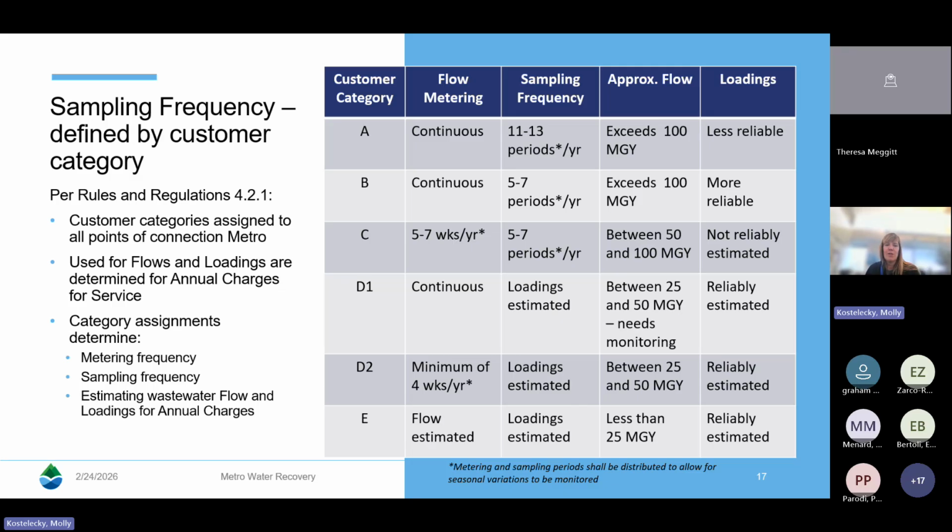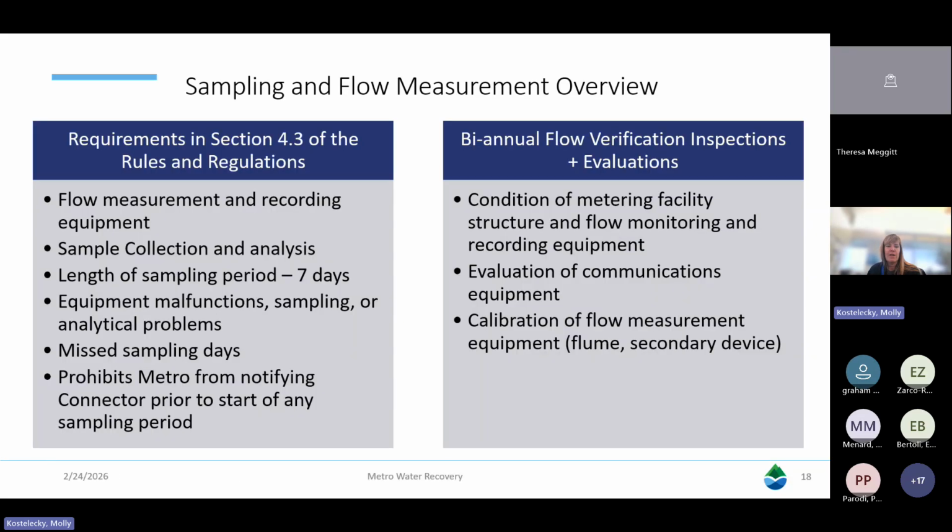So we have some connections, or most connections, that are continuously monitored, some that we go out to periodically and monitor the flow. And then we have some areas that are just estimated, so we're not actually monitoring the flow. That's part of the reason why we get commercial water usage from you on those E connections, those estimated connections. And again, some of the sampling is estimated, but for the most part, we're out there getting those samples for these very large connections. That's, again, based on the rules and regulations.